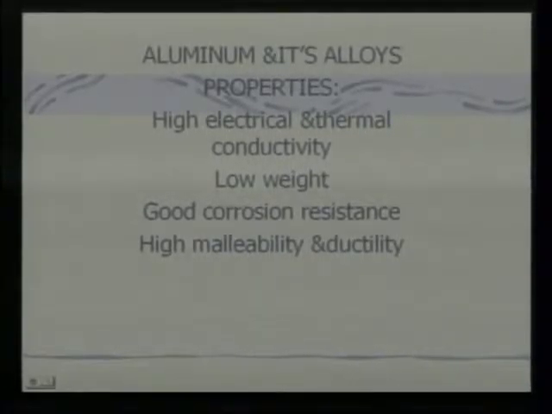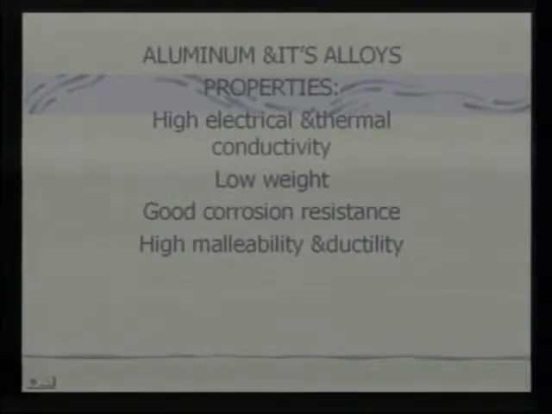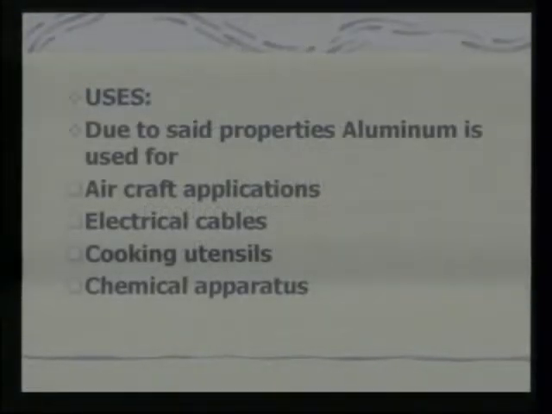Aluminium and its alloys. Properties are like this. High electrical and thermal conductivity, because of this they are used for making current wires. Low weight, good corrosion resistance, high malleability and ductility. Aluminium is used for the following purposes. Due to said properties, aluminium is used for aircraft applications, that is aircraft wings and other components, electrical cables, cooking utensils, and chemical apparatus due to good corrosion resistance.